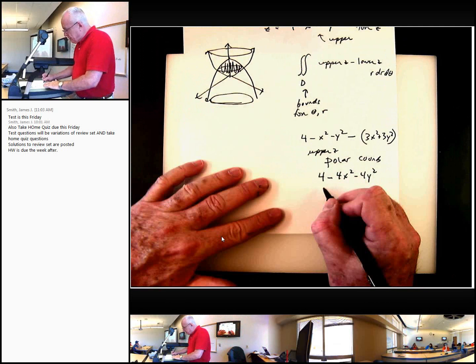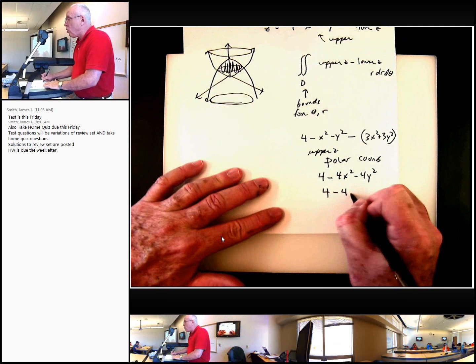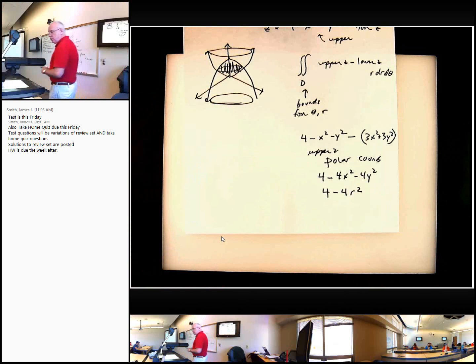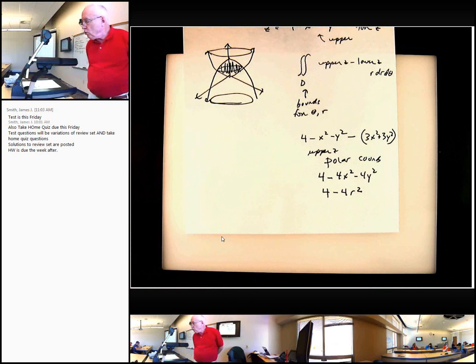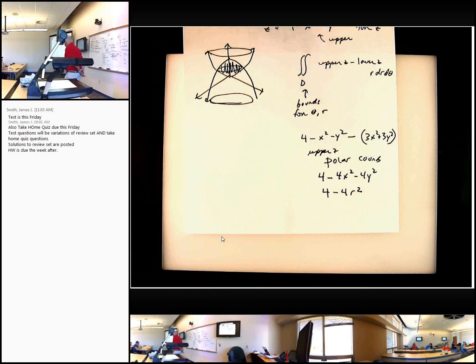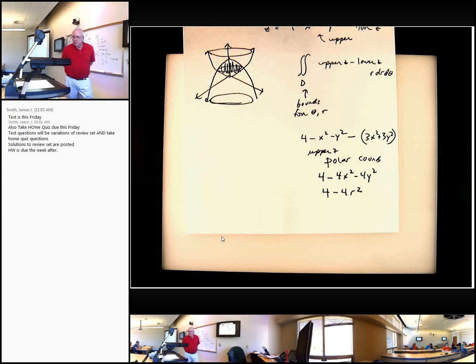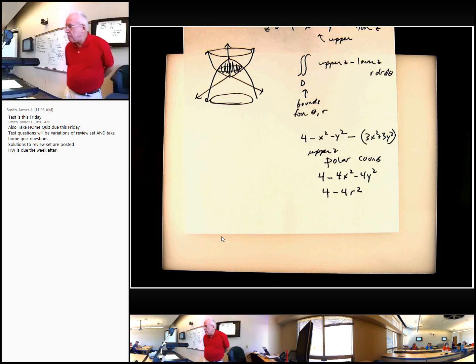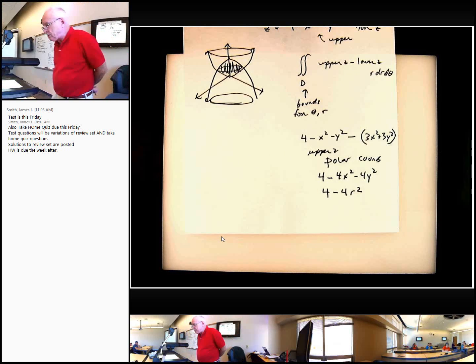So we can write this in polar coordinates as 4 minus 4r squared. That's our upper minus our lower. Cassandra's question was, am I doing this instead of a triple integral? The answer is yes, although I could have done it as a triple integral using cylindrical coordinates, absolutely. But here I'm just doing the upper minus the lower z, and then just doing the polar coordinates. Either way would work.